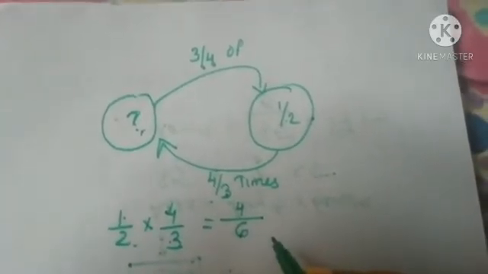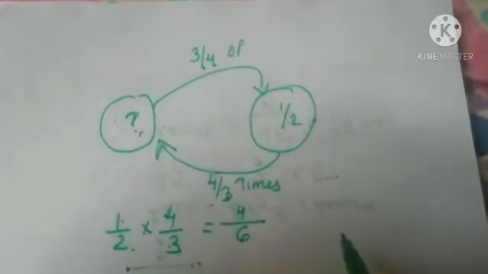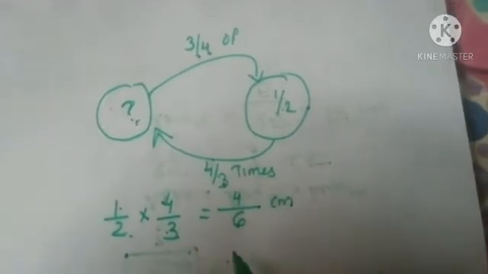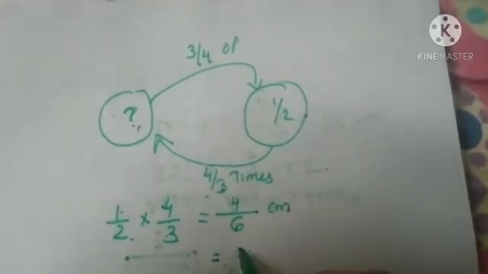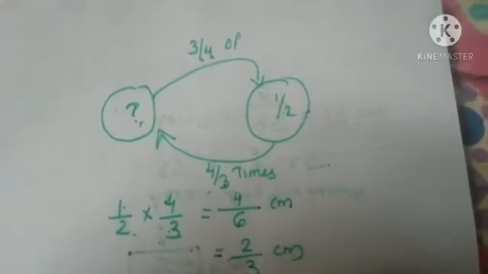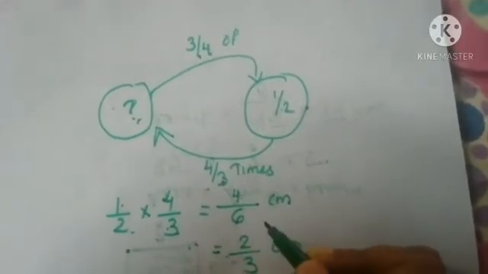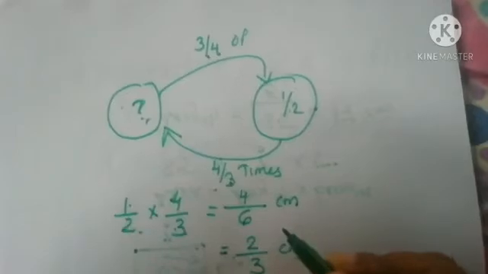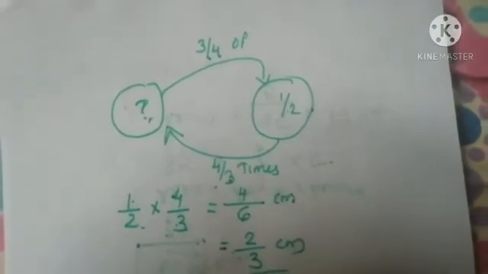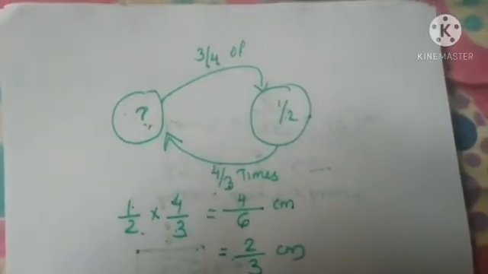This is the length of the rectangle, 4 by 6 centimeter. It can also be shortened like this, 2 by 3 centimeter. Here 2 is the common factor in these two terms. So 2 by 3 centimeter is also the length of the rectangle.